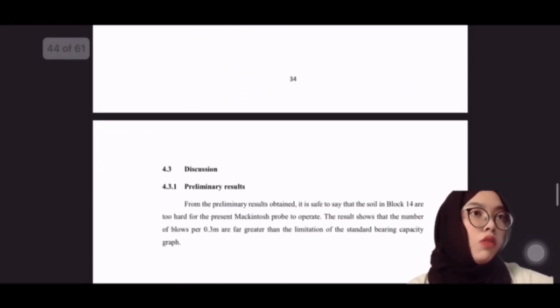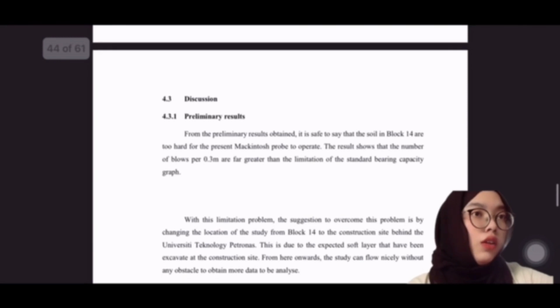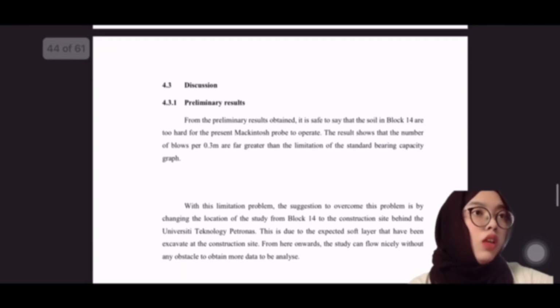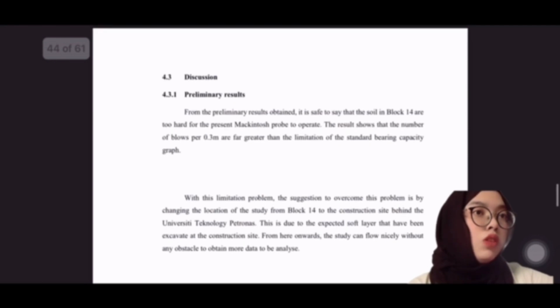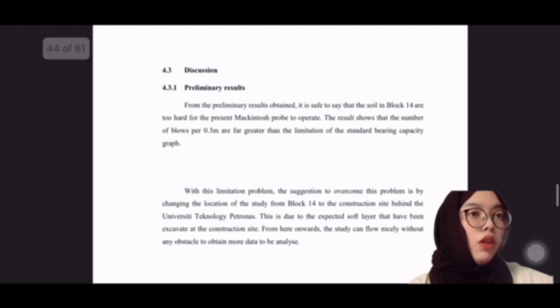And lastly, the discussion for the preliminary results. From the preliminary results obtained, it is safe to say that the soil in Block 14 is too hard for the present Macintosh Probe to operate. The results show that the number of blows per 0.3 meter is far greater than the limitation of the standard bearing capacity graph. With this limitation, the suggestion to overcome this problem is to change the location of the study from Block 14 to the construction site behind UTP. This is due to the expected soft layer that has been excavated at the construction site. From here onwards, the study can flow nicely without any obstacle to obtain more data to be analyzed.